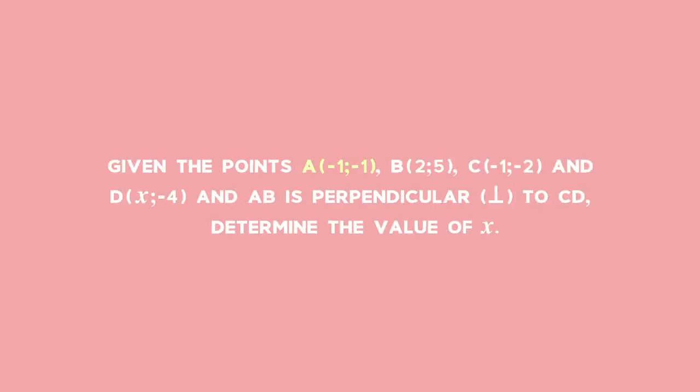Given the points A (-1, -1), B (2, 5), C (-1, -2), and D (x, -4), and AB perpendicular to CD, determine the value of x. Let's draw a little sketch of what is going on. So we have the line AB perpendicular to CD. And let's put in all the values that we have so far.